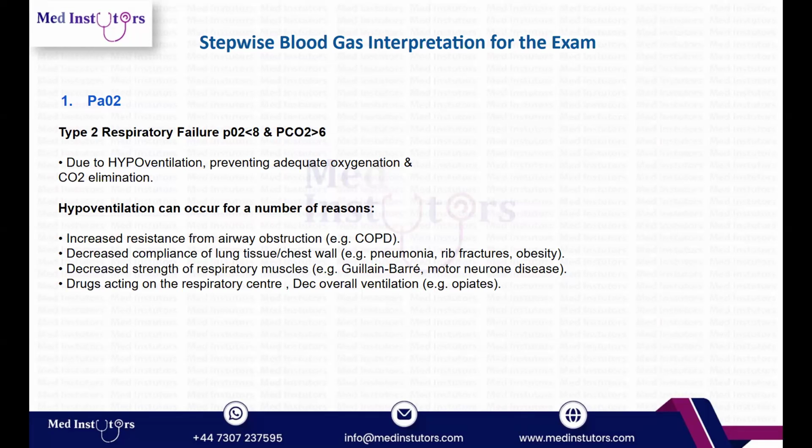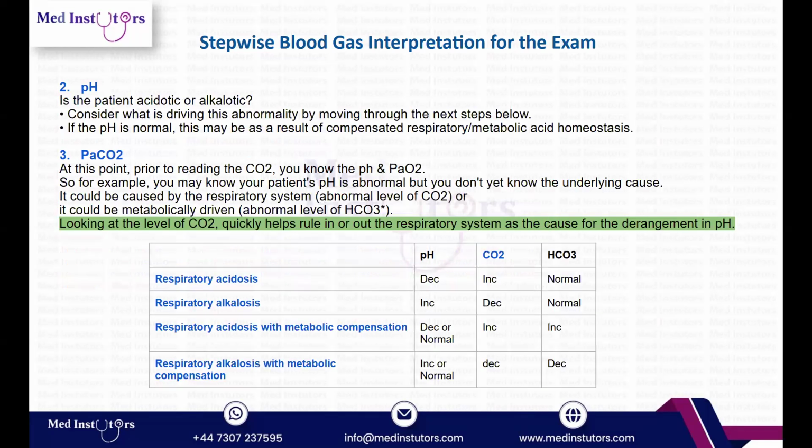So again, in a nutshell, the difference between type 1 and type 2 is that in type 1 there is not hypercapnia, but in type 2 there is hypercapnia, and you can easily interpret your findings on the arterial blood gases. So we are done with the partial pressure of oxygen. Again, it has nothing to do with metabolic acidosis or respiratory acidosis or alkalosis.